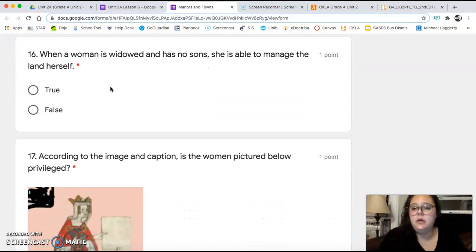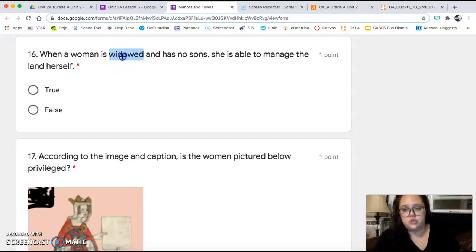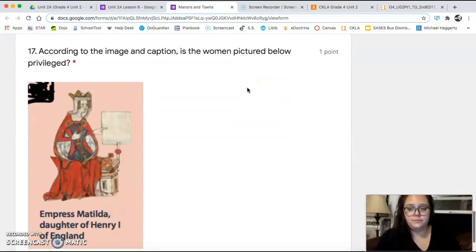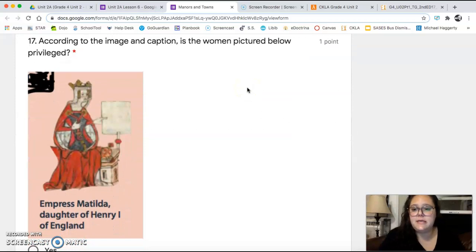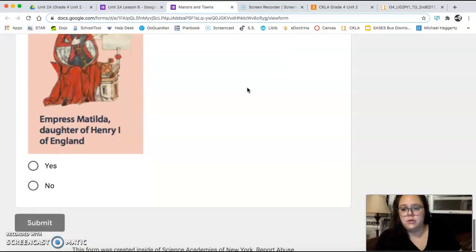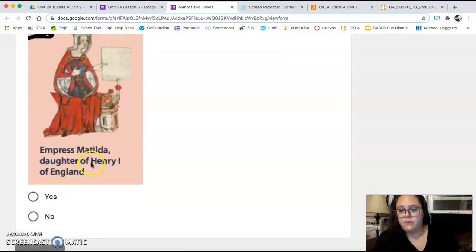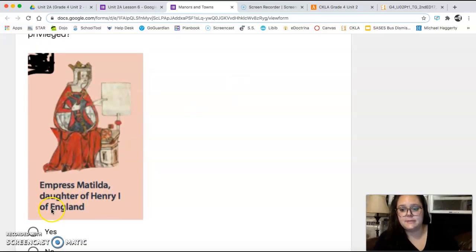Number 16, when a woman is widowed and has no sons, she is able to manage the land herself. True or false? So she's widowed, that means her husband has passed away and she has no sons. Number 17, according to the image and caption, is the woman pictured below privileged? It says Empress Matilda, daughter of Henry I of England. Yes or no, is she privileged?